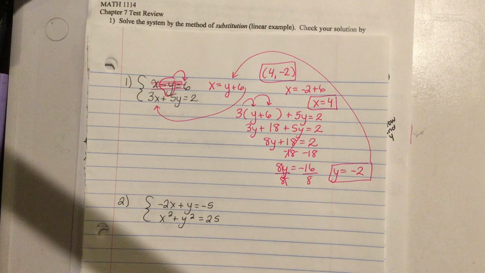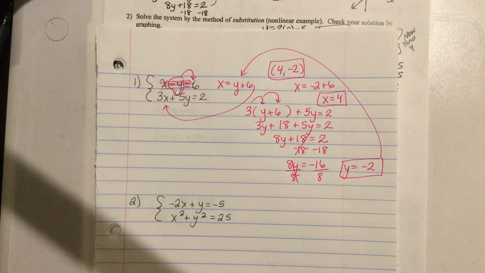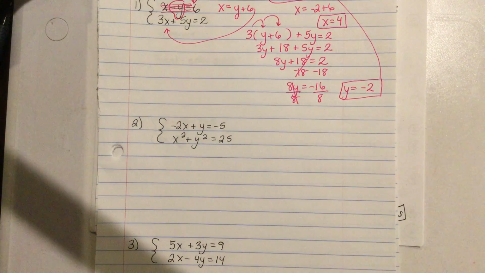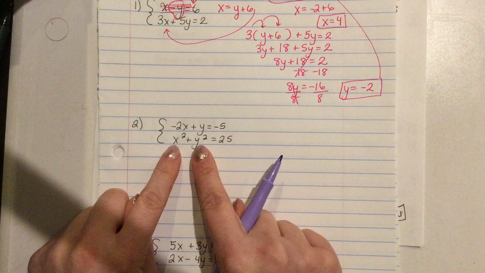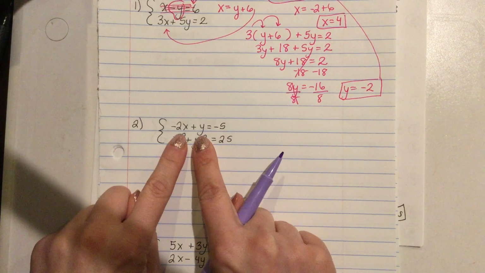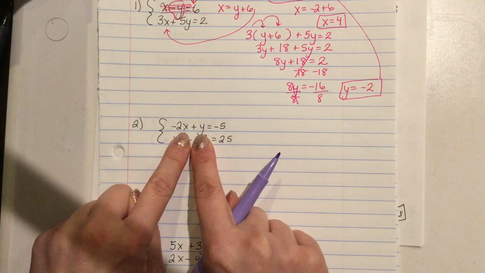Okay, next one. Number 2, the directions say again, solve by substitution. So you guys, it's the same rule as the last system. You need either x equals or y equals. You cannot do x squared or y squared. When you're doing substitution, you have to have a single variable. So it's going to have to be from the first equation. You need either x equals or y equals.